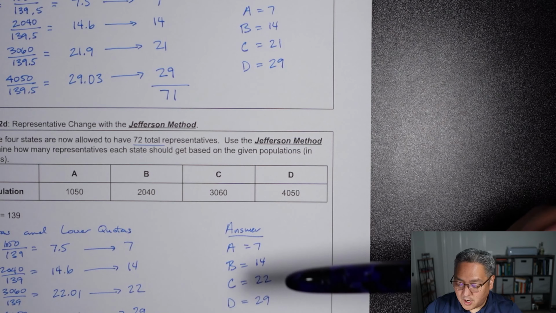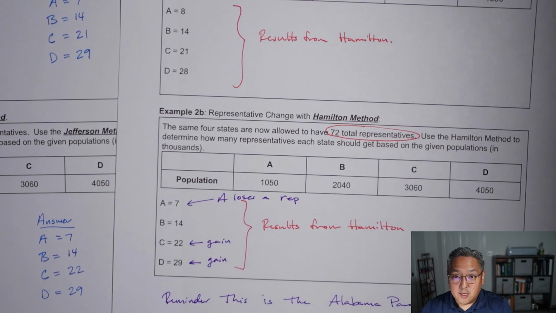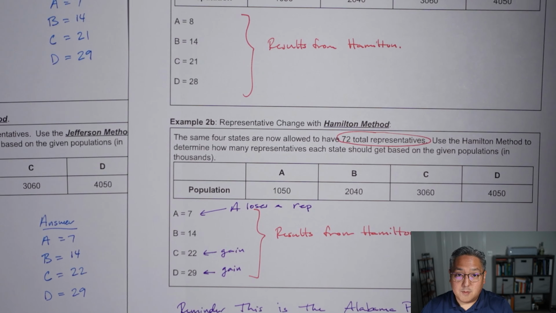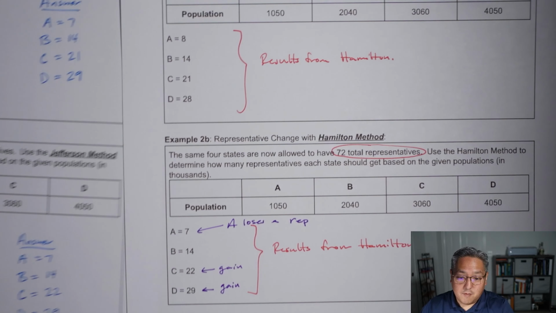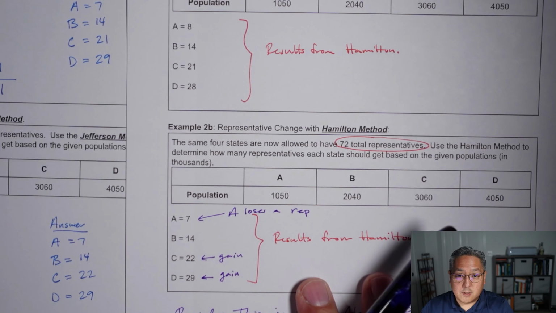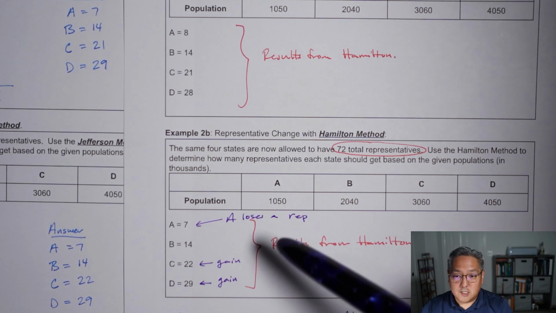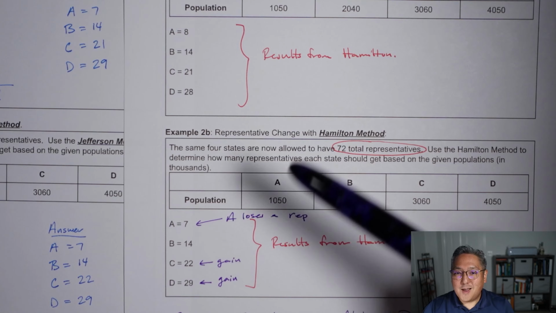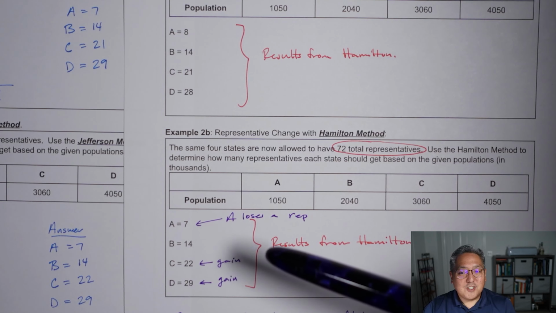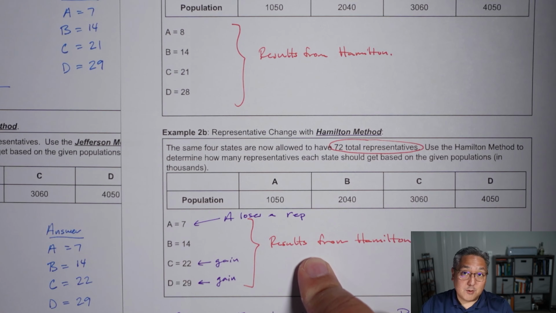Now we're going to contrast this to the results that we saw in the Hamilton method, right? So in the Hamilton method, when we started off, state A had 8 representatives and then they lost a representative. So what this is telling me is that the Hamilton method's flaw was revealed the second time we used it, after we added the representative. That's when the flaw was revealed.